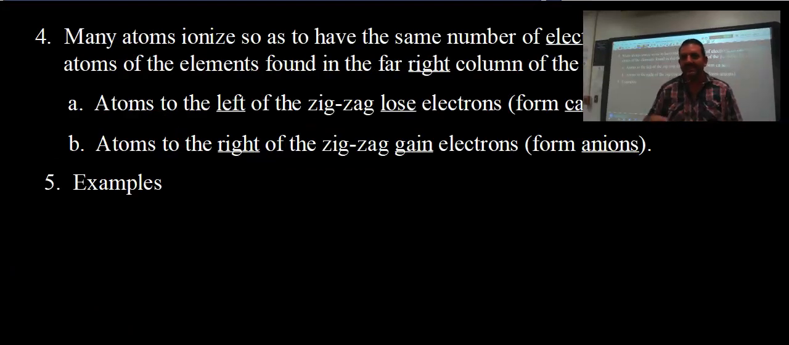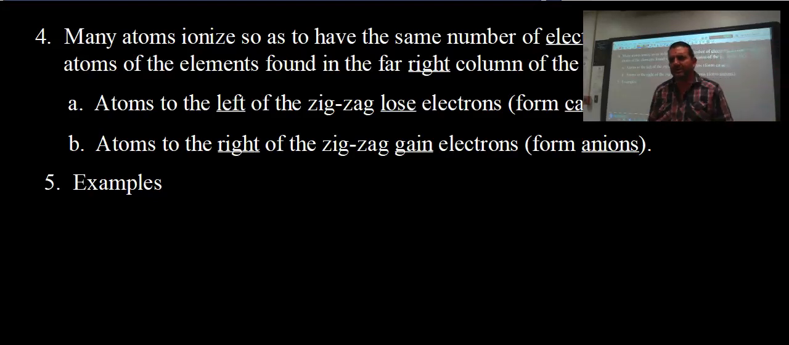For some substances, we can predict the charges of their ions. We can predict how many electrons they will gain to form an anion, or how many electrons they will lose to form a cation. Here's how it works. It says many atoms ionize. So the word ionize means to form an ion, so as to have the same number of electrons as the atoms of the elements in the far right column of the periodic table. Make a note. The elements all the way to the right, this is group 18, are called the noble gases.